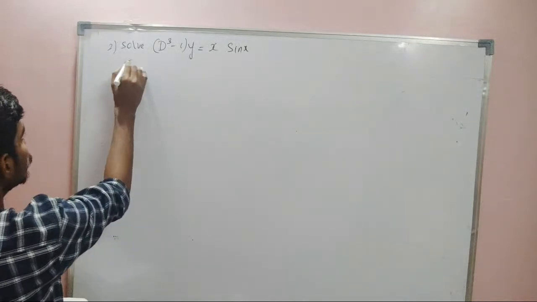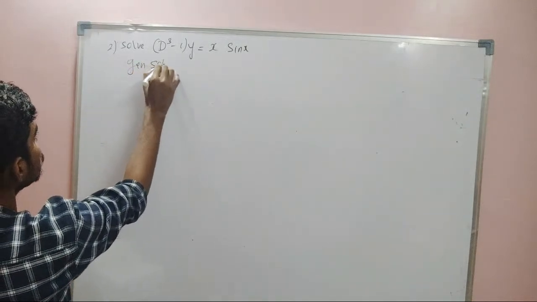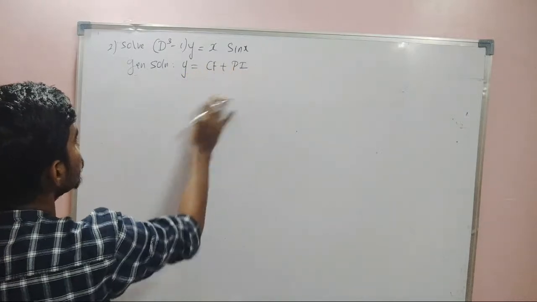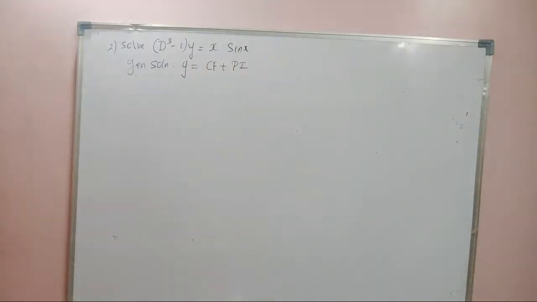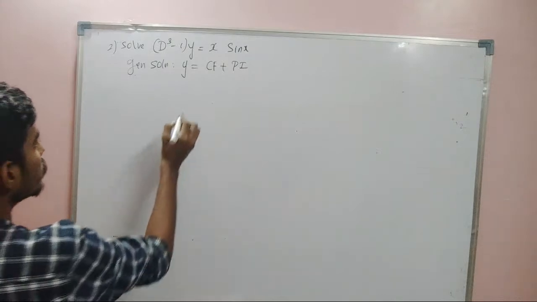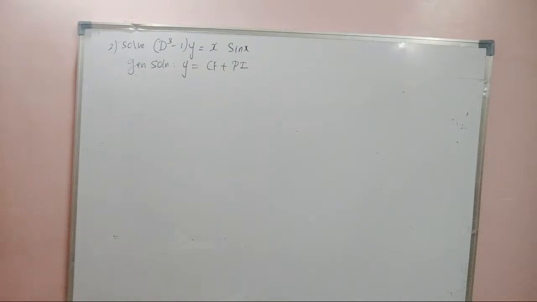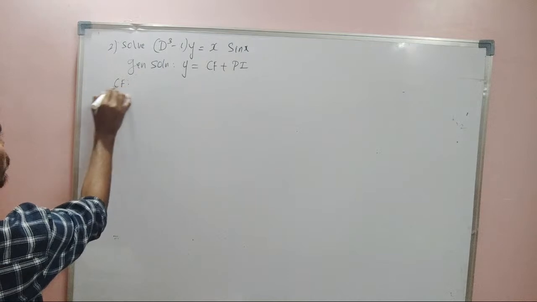So what will be the general solution? The general solution is y is equal to CF plus PI. CF is the complementary function and PI is the particular integral. So first we will find CF. For finding CF we need to follow the same method that we did for all the types.